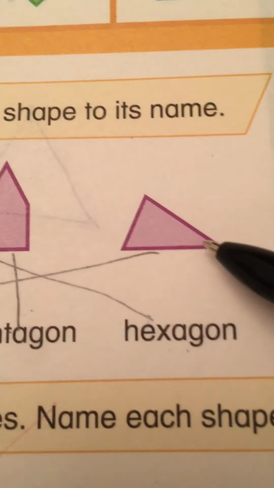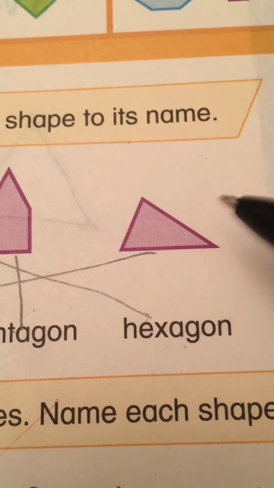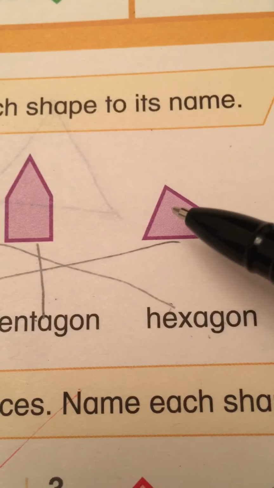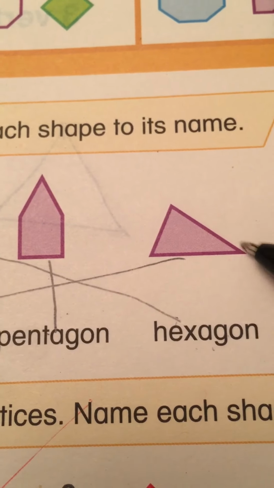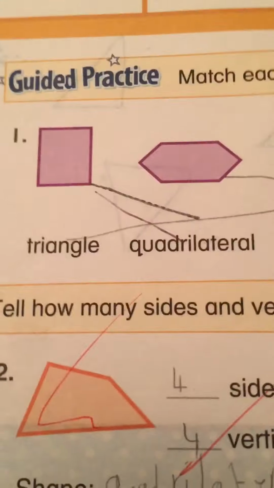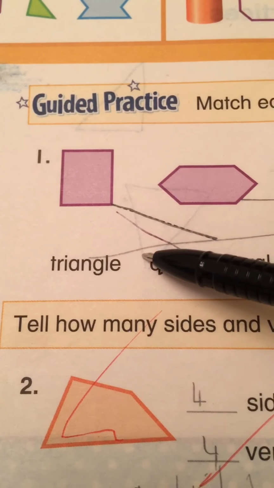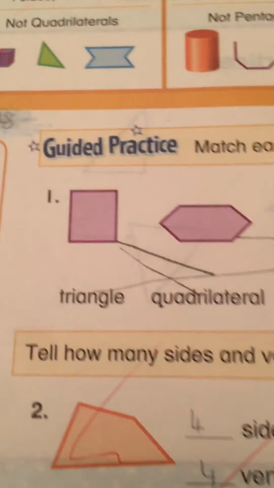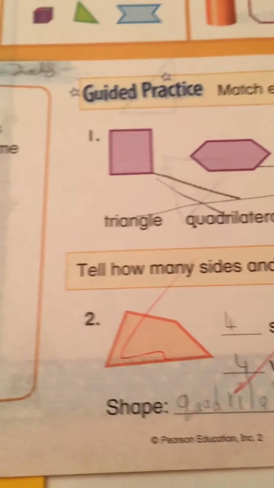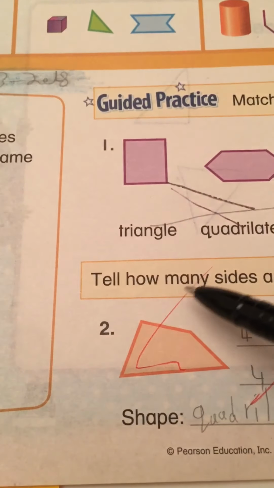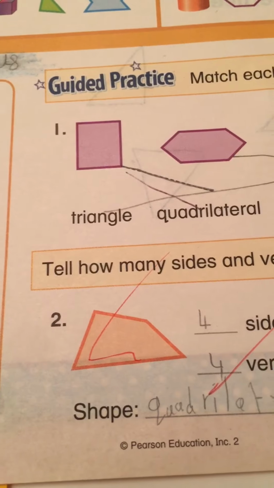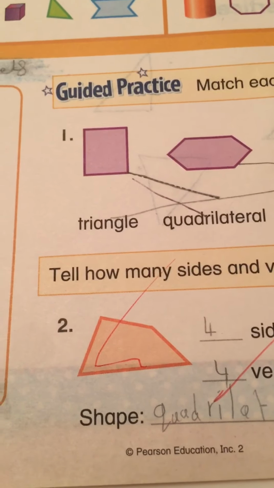Now for this one, we already know that one very well. This has 3 sides and 3 vertices, and we call it a triangle. Then we connect this with this triangle. And then for number 2, they said, tell how many sides and vertices, and name each shape.